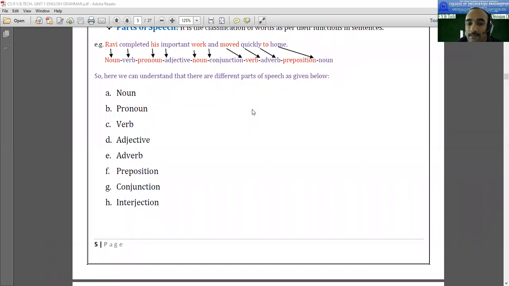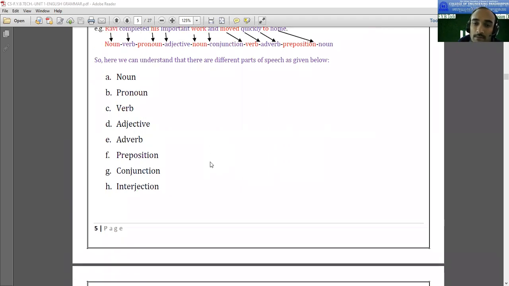So English has 8 parts of speech and they are noun, pronoun, verb, adjective, adverb, preposition, conjunction and interjection. So these are the 8 parts of speech we use in the English language.